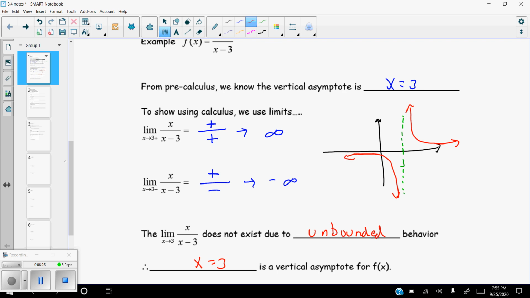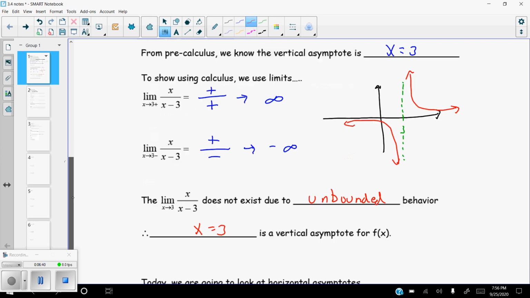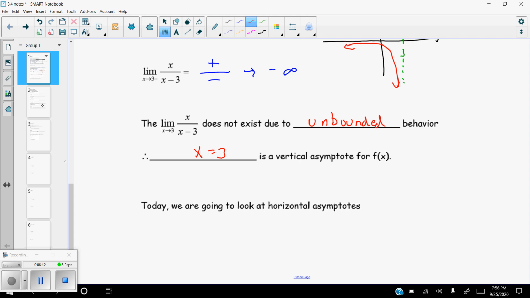Okay, so again, we knew that already, but if we actually wanted to show it, you would show that the limits approach an infinity, then you can say it's a vertical asymptote. Okay, long way to go to get there, but I want to show you how that ties into the horizontal asymptote idea. So we're going to go ahead and look at the next page.